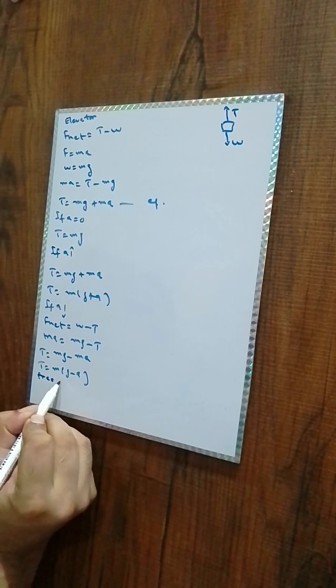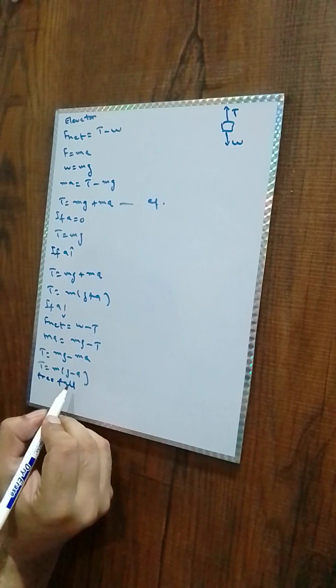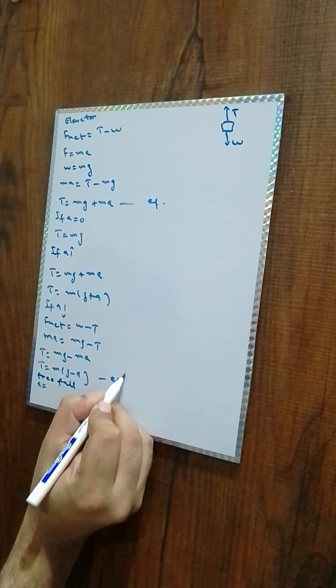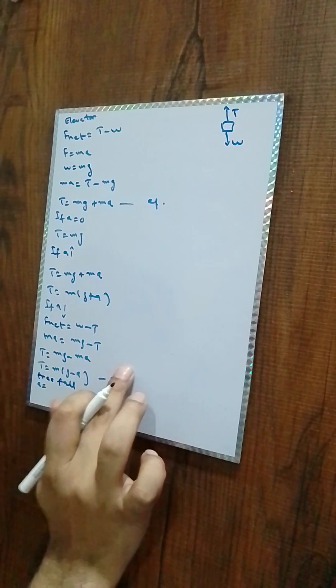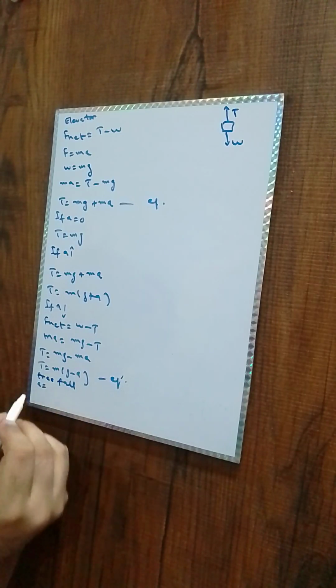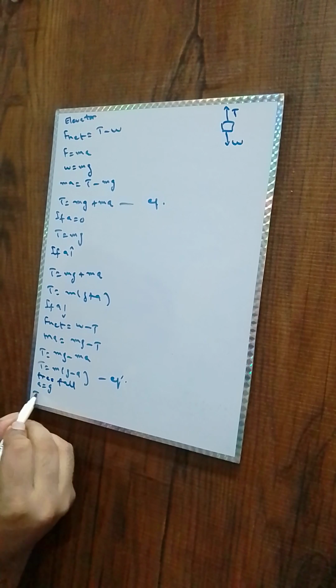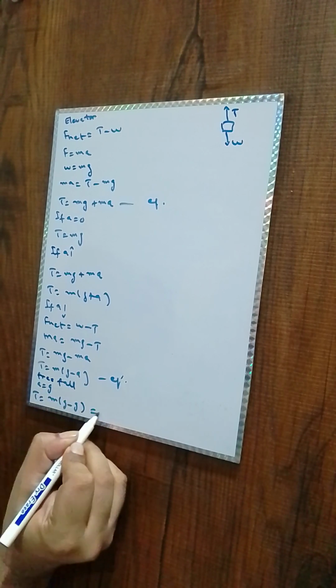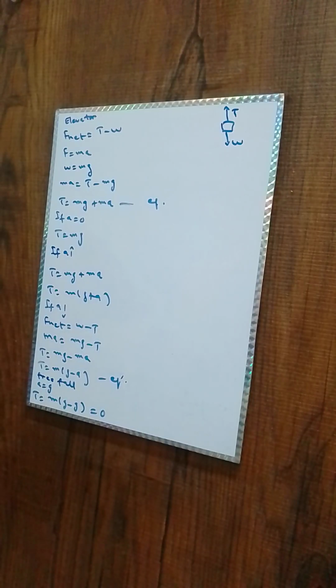And for free fall, it's pretty obvious that a will be equal to g, and the prime of this equation can be used. A is equal to g, so t is equal to m into g minus g, which is clearly 0. Yes, that will be the free fall case, wherein the tension will be 0.